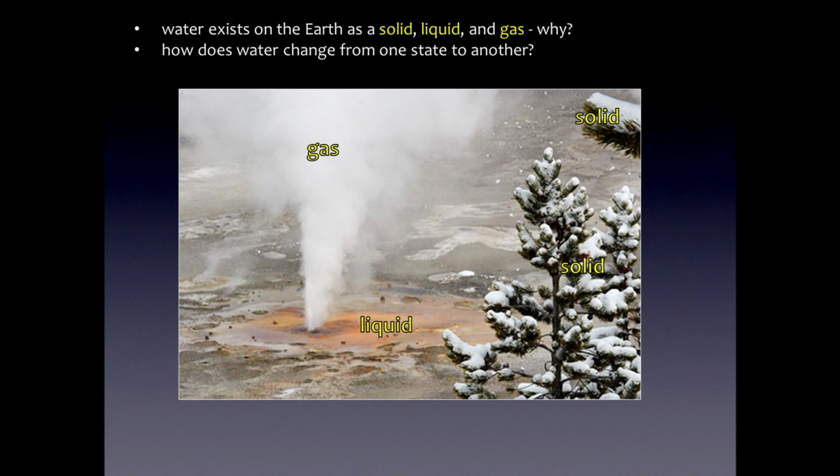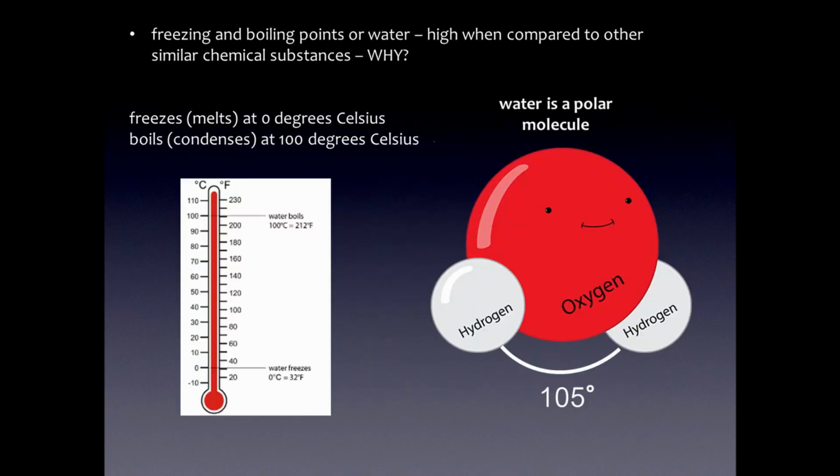And why is it? Well, it has a lot to do with how water changes from one state to another, and the energies that are required to cause water to change from one state to another. So one of the reasons, if we look at chemical substances, is that water freezes or melts at 0 degrees Celsius. Water boils or condenses, goes from steam to liquid water, at 100 degrees Celsius. And the reason why, once again, is because water is a polar molecule. And we'll explore these reasons why in a couple of slides from now.